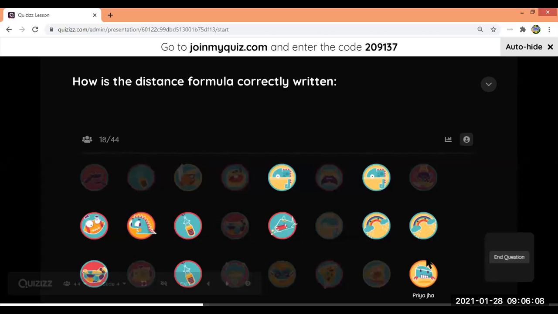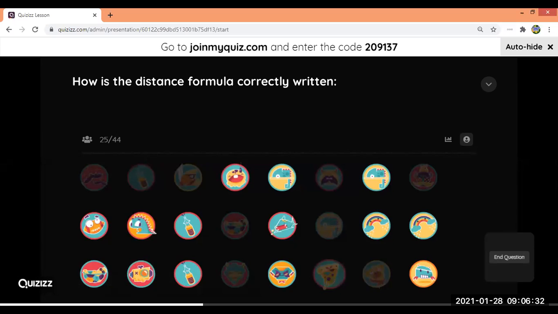17 of you have already answered it. Others, quickly, you just need to select the correct formula. And one more very important thing, please write out. Do the writing work. Use paper and pen. Don't try to do things mentally. Work it out. The more you write the formula, the less you need to practice it again and again later. Another 3 seconds and I'm going to end this question.